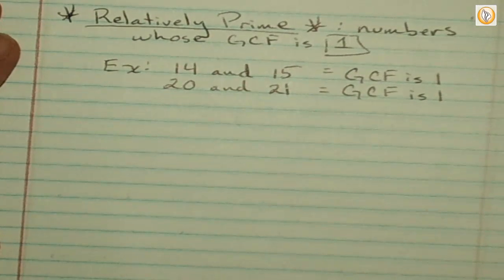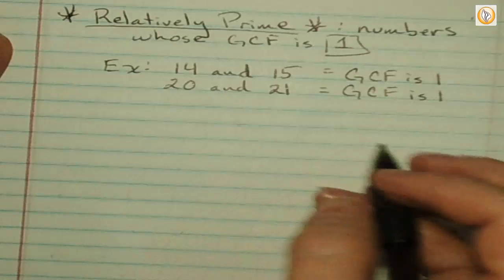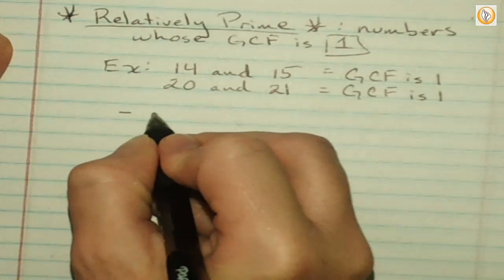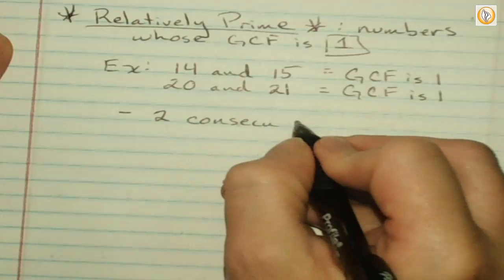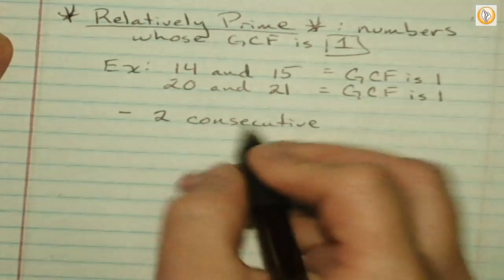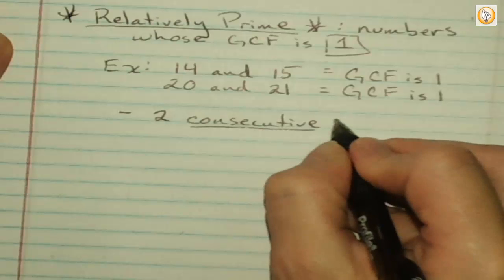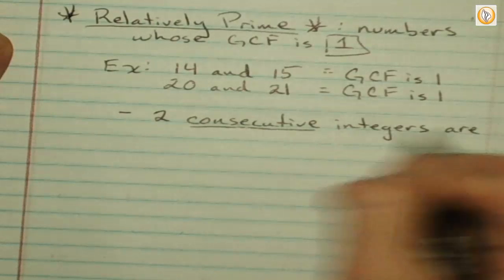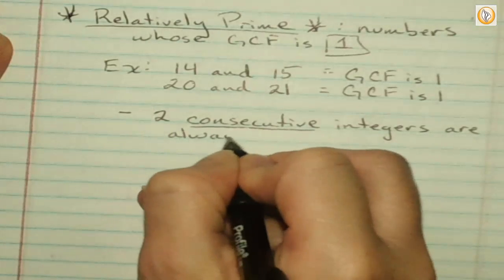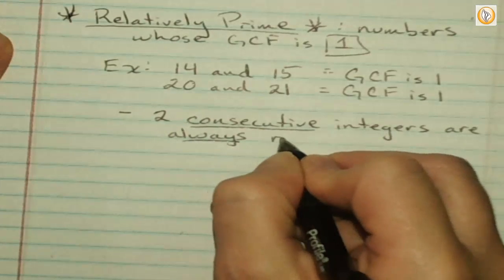What do y'all notice about these two pairs of numbers that have a GCF of 1? They're one off, one is odd and one is even. Guess what? 2 consecutive, that means one right after the other, which is what you are basically all saying. 2 consecutive integers are always relatively prime.